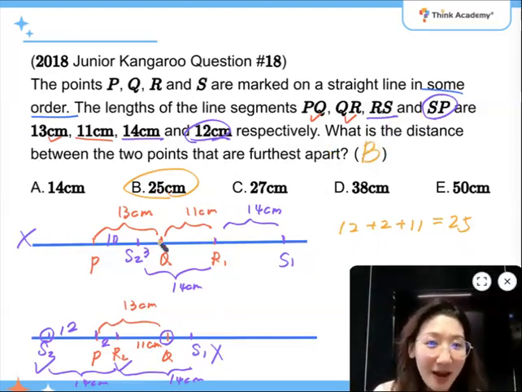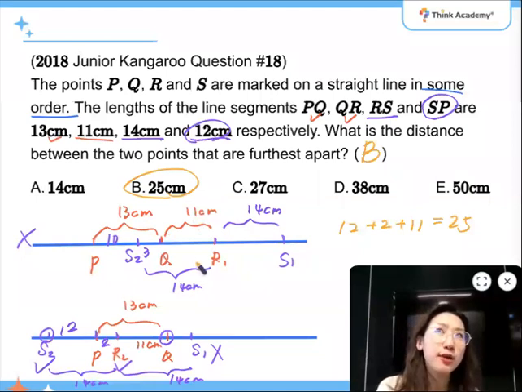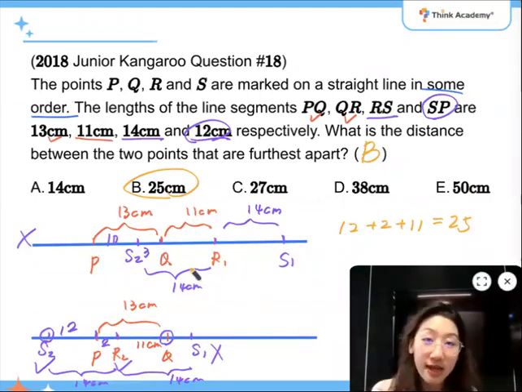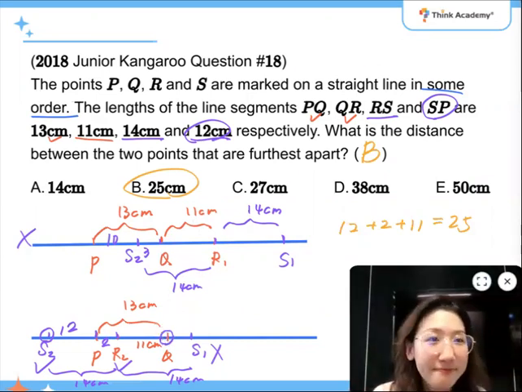So don't be scared by how complicated it is. Just find a clue. Know that it can be both on the right or left. And then just list them and find them out step by step.